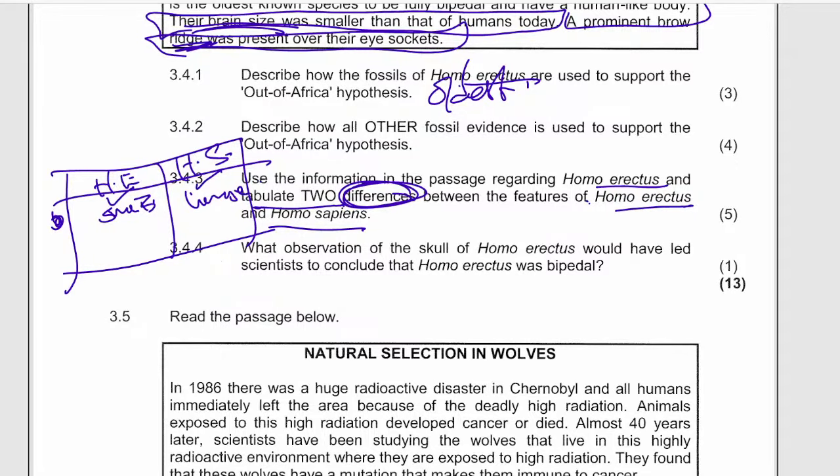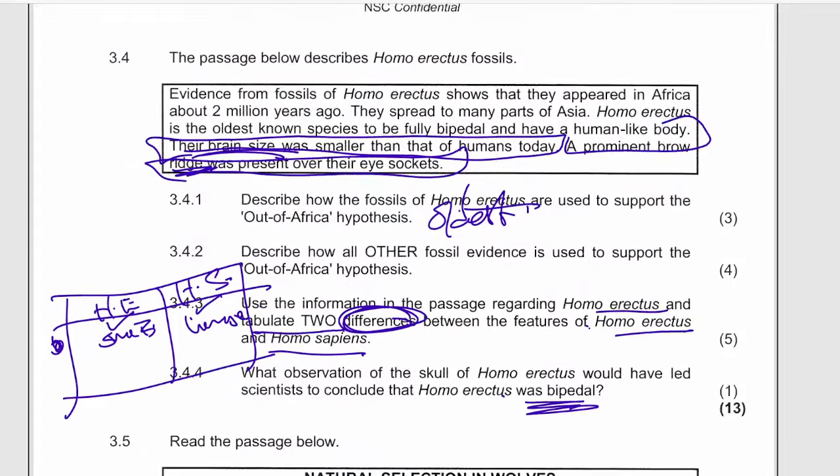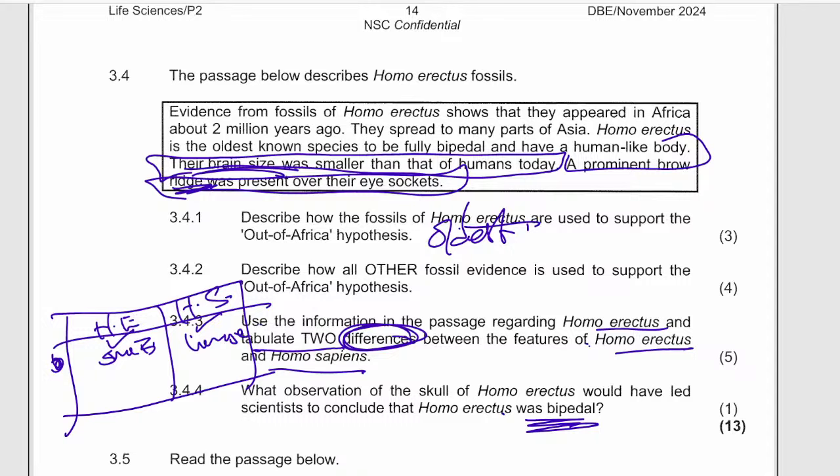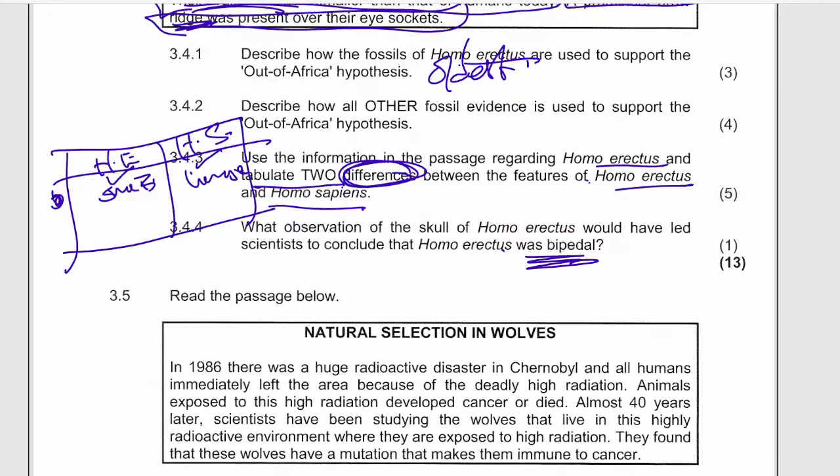What observation of the skull of Homo erectus would have led scientists to conclude that Homo erectus was bipedal? So basically, they're saying over their eye socket. So here bipedal is linked because they are saying skull, meaning that the position of the foramen magnum was moved a little bit forward. You understand? Not that forward compared to that of humans, but a little bit forward. So meaning that it was in a forward position.